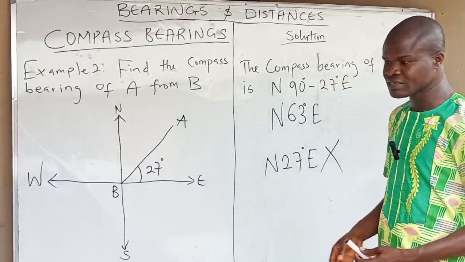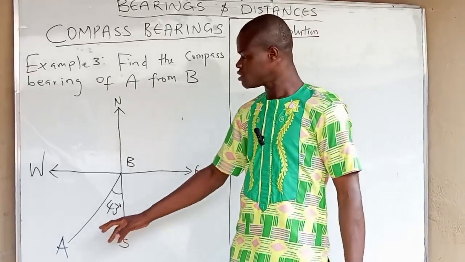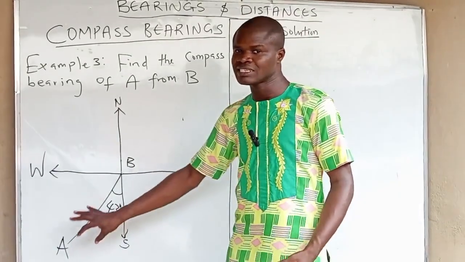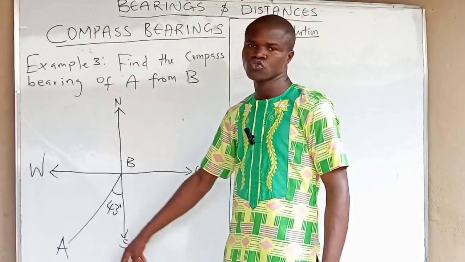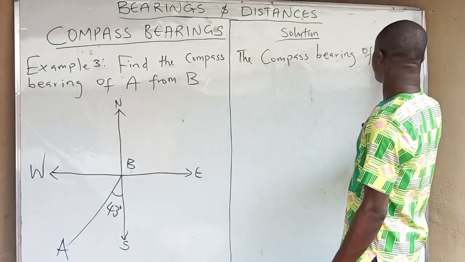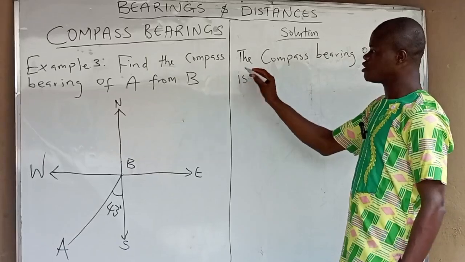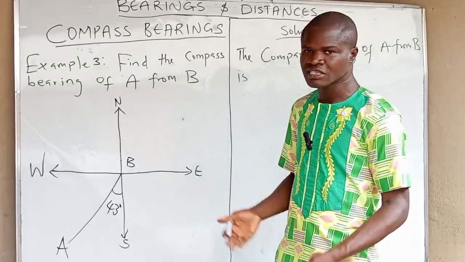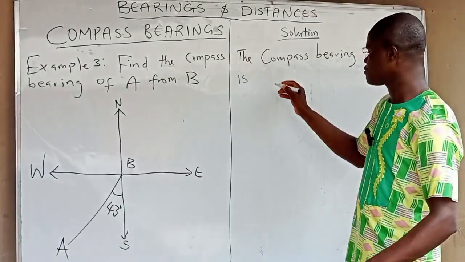Okay, let's take another example. Okay, so this is example number 3. The location in this question is in the southwest direction. For any object in the southwest direction, we must take our measurement from the south towards the object. So the compass bearing of A from B is, in this case, since the angle they gave us is the angle between the south and the object, that is the correct answer.